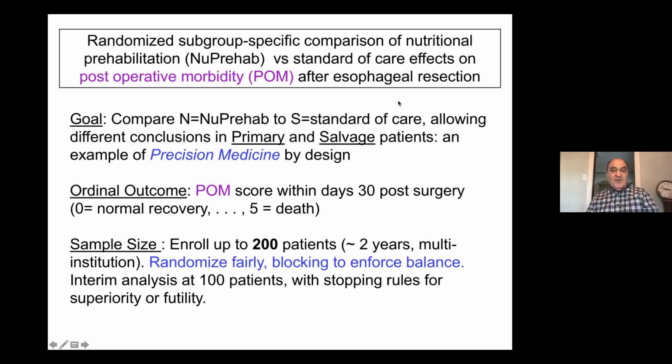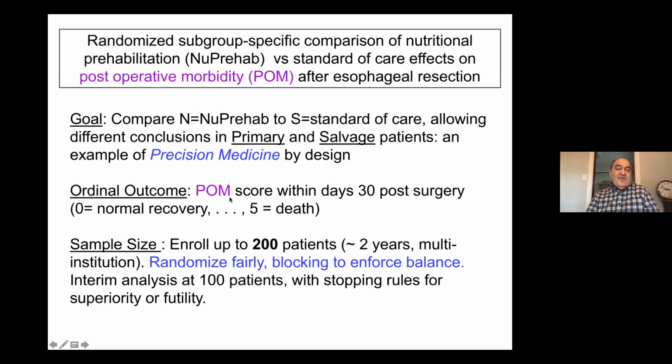Okay, so here's another example. This is a randomized trial to compare nutritional rehabilitation to standard of care in terms of their effects on postoperative morbidity for patients undergoing esophageal resection. And so the goal is to compare new prehab to standard of care, but we want to allow different conclusions in 2 subgroups, primary patients and salvage patients, which is called precision medicine.